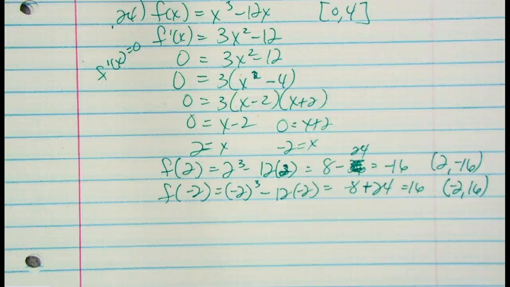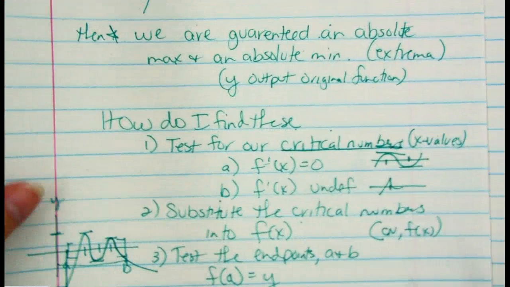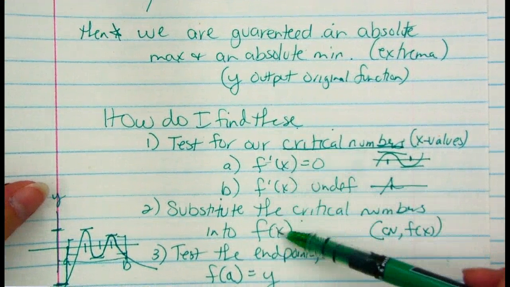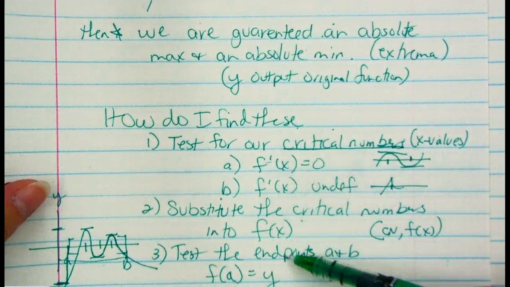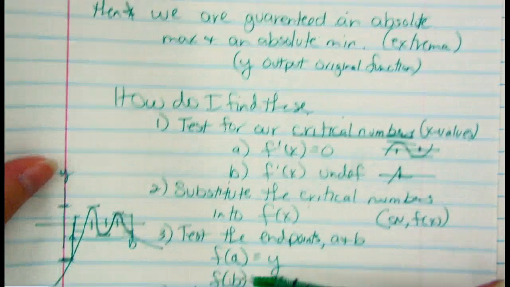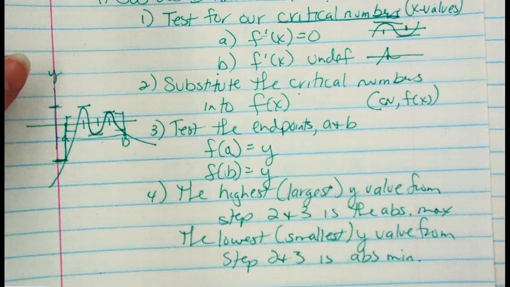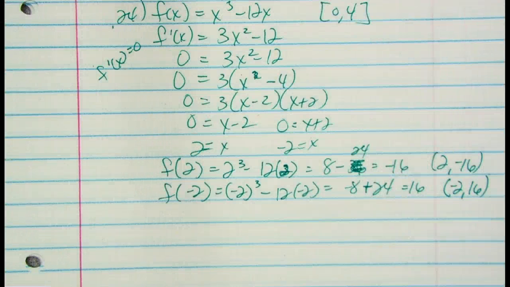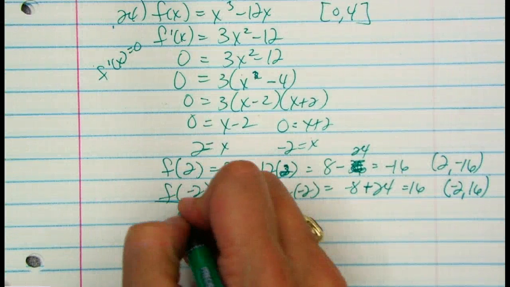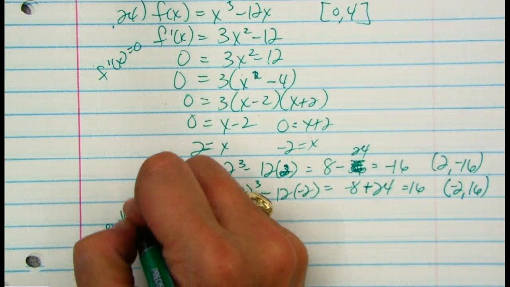The next thing I'm supposed to do, in fact, let me put these steps back here. I've done the critical numbers and I've substituted. Now I'm looking at endpoints and I'm going to substitute those in. And then I will find my absolute extrema from there. Put a line. So now I'm going to test my endpoints.